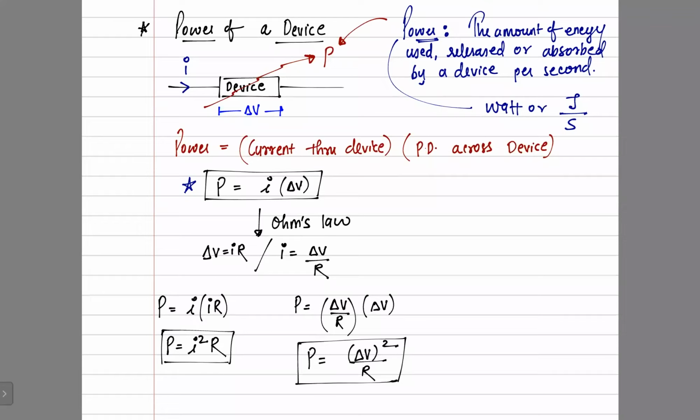Now, you have a device. The resistance of the device is, let's say, R. The current passing through the device is I. The potential difference across the device is delta V. Then the fundamental formula for power says power is equal to current through device multiplied by potential difference across device. This is the fundamental formula. This is universally correct. This is not a modified formula.